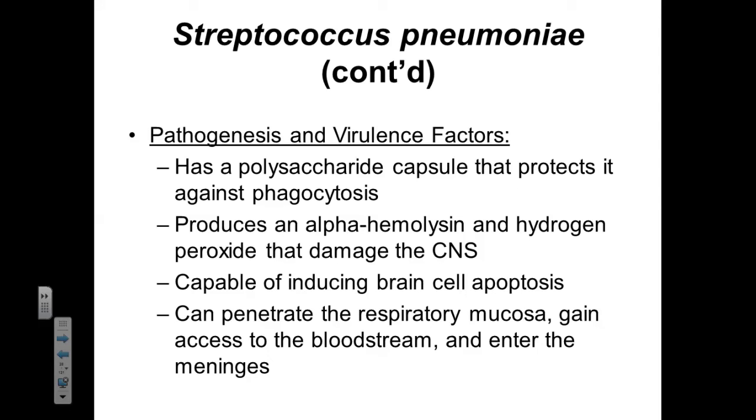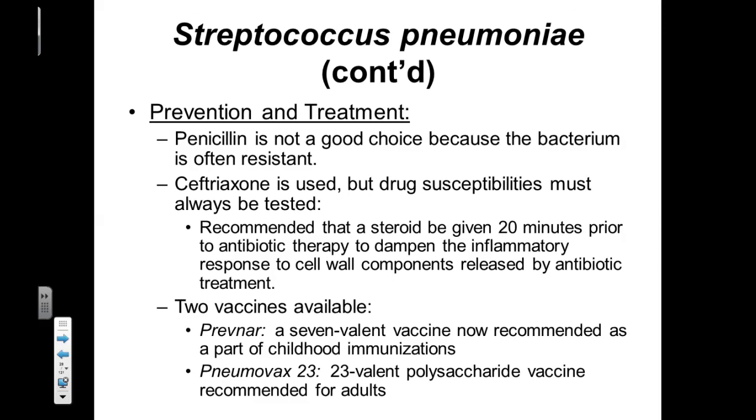These alpha-hemolysin and hydrogen peroxide will damage the tissues of the central nervous system and are capable of inducing brain cell apoptosis. So this pathogen is capable of causing our brain tissue to self-destruct. It can penetrate our respiratory mucosa and gain access to the bloodstream and then enter the meninges. So that nasopharynx region is the common point of access.